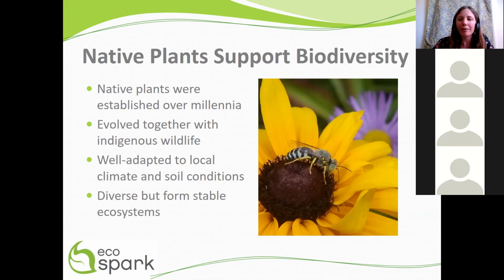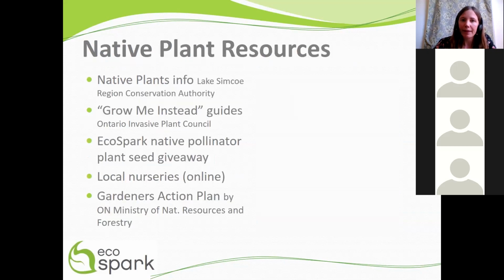Here's an image of one of our bee species, and Ontario has more than 300 native bee species alone. You can imagine some of those have co-evolved with the native plants that were found here for millennia, and those are the relationships at the foundation of our forest systems and our ecosystems in general. That's what we're trying to protect whenever we talk about invasive species.